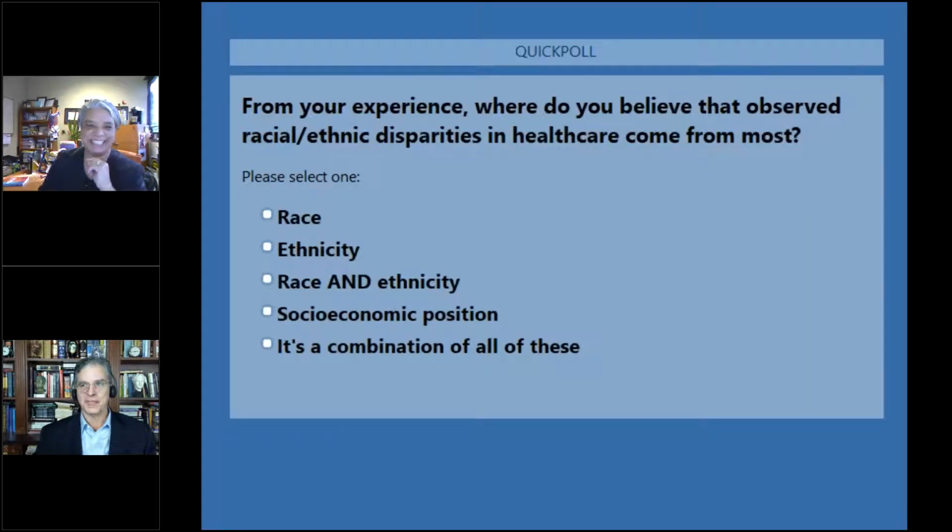Okay, quick poll. So from your device, log in quickly. From your own experience, where do you believe that observed racial and ethnic disparities in healthcare come from the most? Is it race, ethnicity, race and ethnicity, socioeconomic position, or is it a combination of all of these?